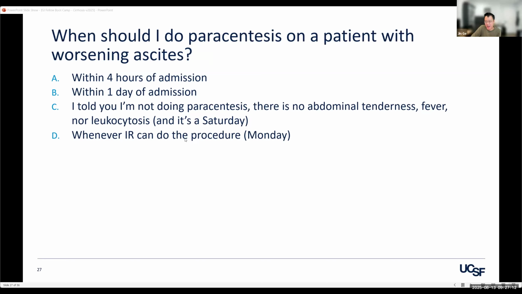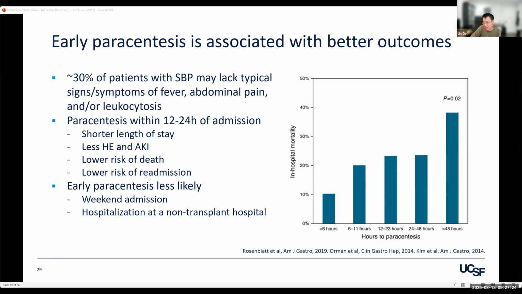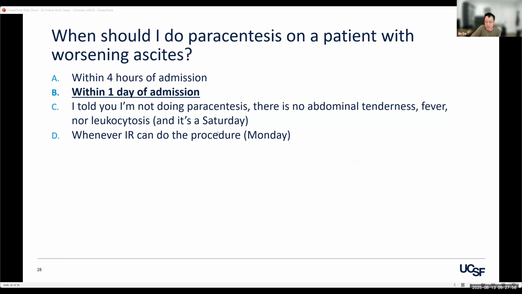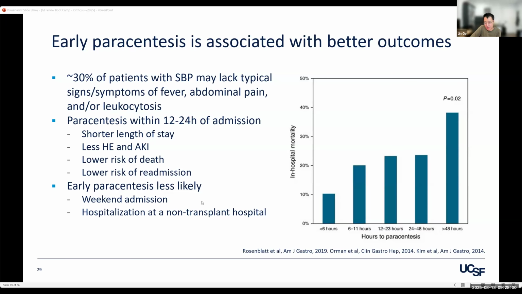Yeah, that's completely unacceptable. Okay, so ideally within 1 day, and the faster the better, but 1 day I think is reasonable. And there's a couple of studies on this. The last time this was studied was back in 2019, done by the Cornell group. They show that early paracenteses are associated with better outcomes. 30% of patients with SBP really don't have any symptoms of infection. Paracentesis within 12 to 24 hours is associated with a lower length of stay, less HE, less AKI, and lower risk of death. And early paracentesis is really less likely during a weekend admission or hospitalization at a non-transplant hospital. So really you're looking at less than 24 hours as the goal for paracentesis.